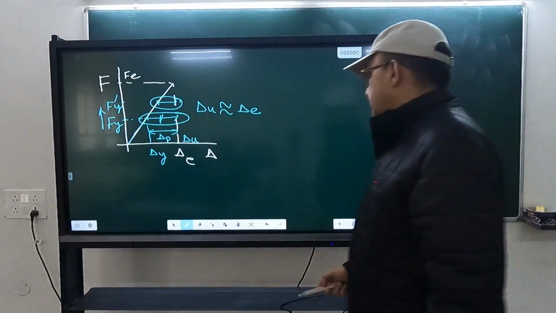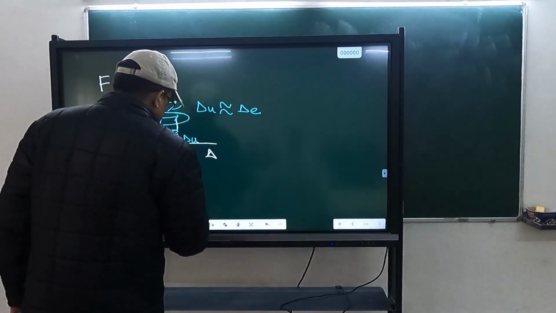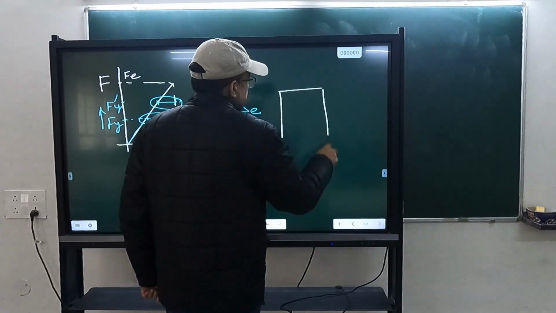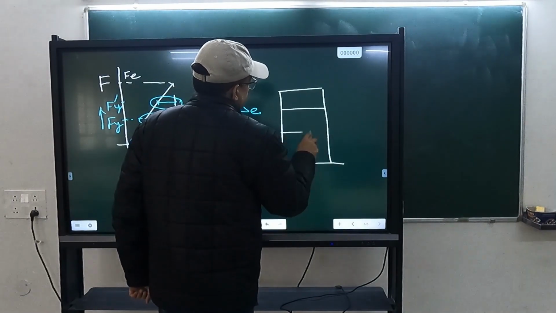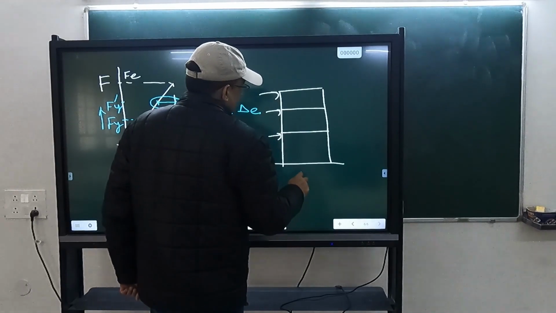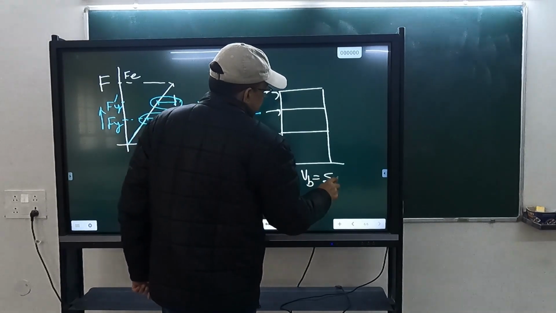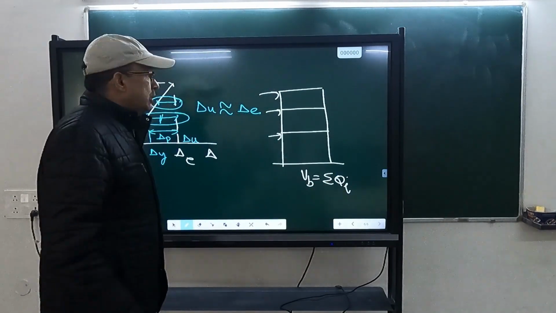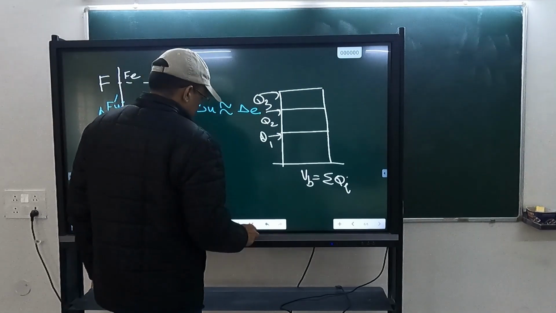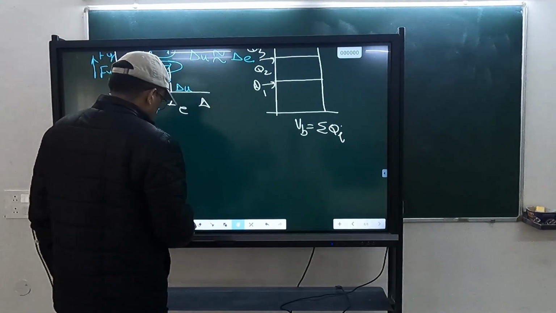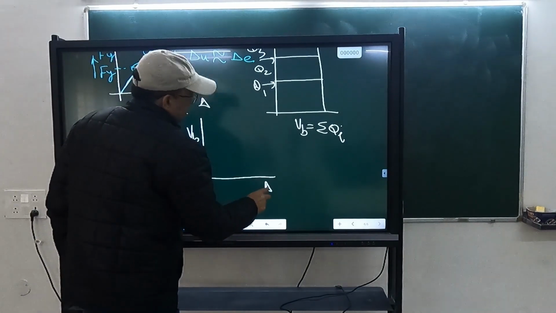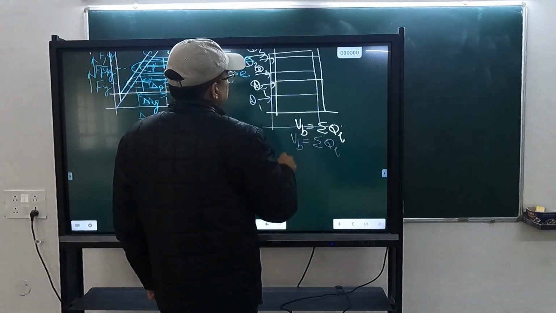Let us say for a structure, this is the building. Okay, you apply this force. The total force will be presented as a ratio, which is the summation of all these Qi. And you plot the ratio versus this displacement at roof.